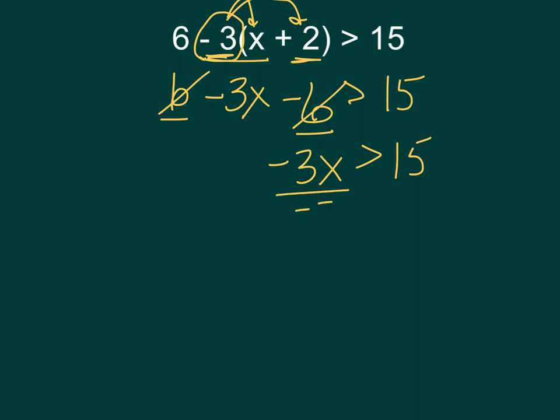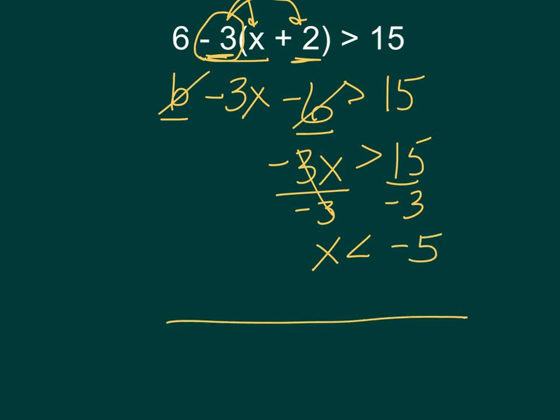Divide both sides by a negative 3. Since I'm dividing by a negative, I must flip the sign. So x is greater than changes to x is less than negative 5. Again, draw my line. Place on there a negative 5. It is an open dot because it's not equal to. Since the arrow is pointing to the left, I shade to the left. Everything less than negative 5.